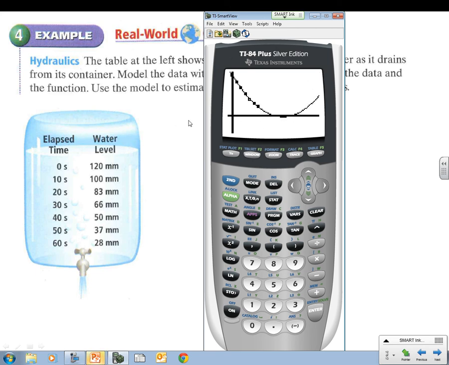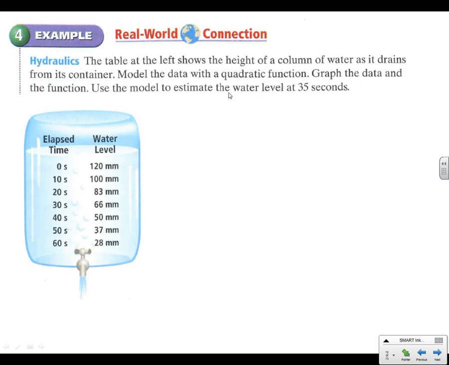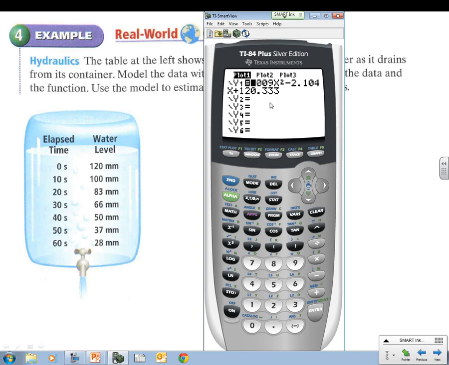All right, so we've got an equation. We've got a nice graph. We want to use the model to estimate the water level at 35 seconds. And here's the last really awesome thing the calculator can do for you, and that's the table function.